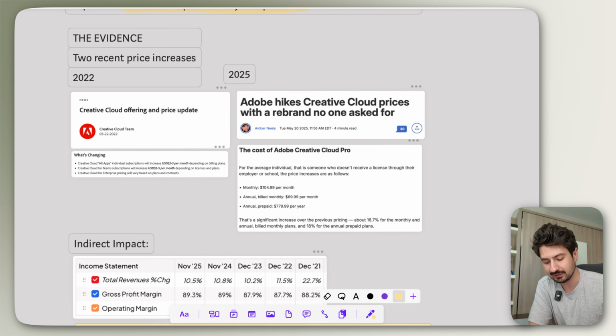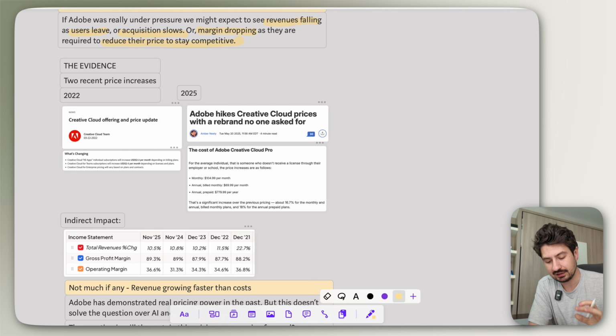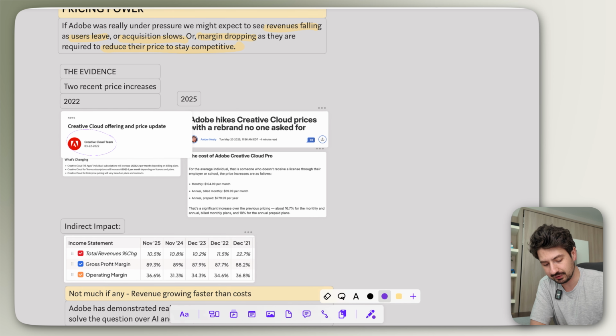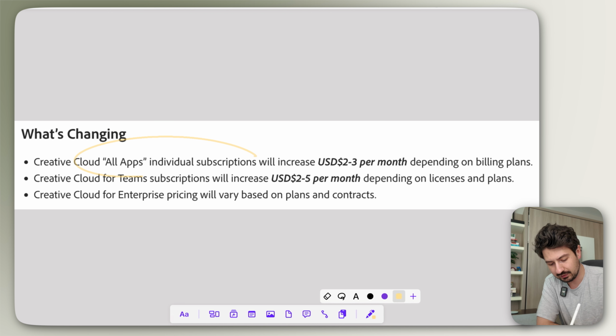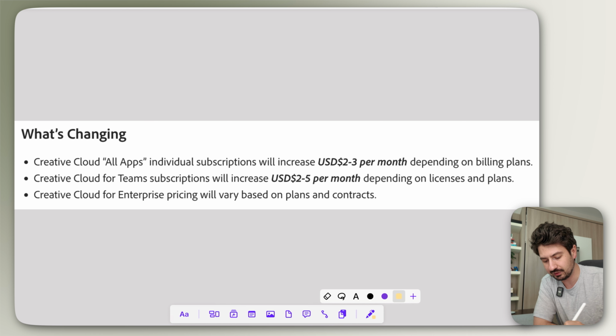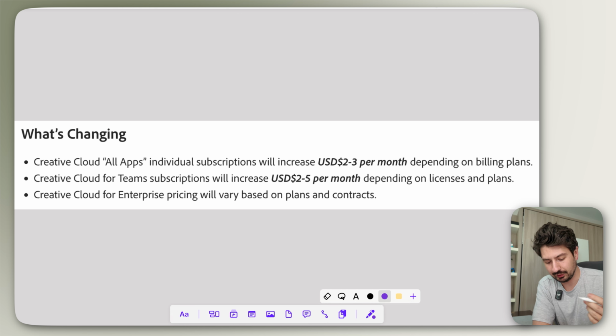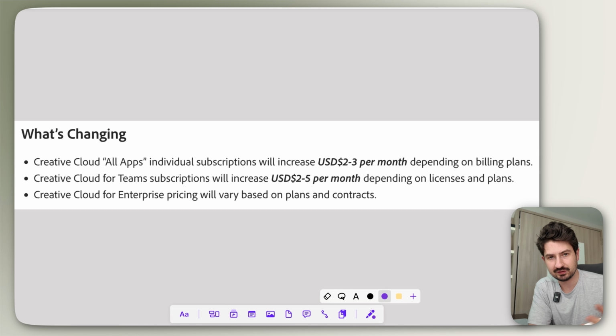So what we have to go off in 2025 is that in the last couple of years, Adobe has twice, at least from my research, increased its price without any real major hit to the stock price. The price of Creative Cloud in 2022 was increased, and this was applied to all individual subscriptions by $2 or $3 per month. So not a huge increase, but some users might have been put off by that. Team subscriptions were also increased by $2 to $5 per month, depending on the license and plan. And then enterprise pricing is negotiated, and basically we don't know what happened.